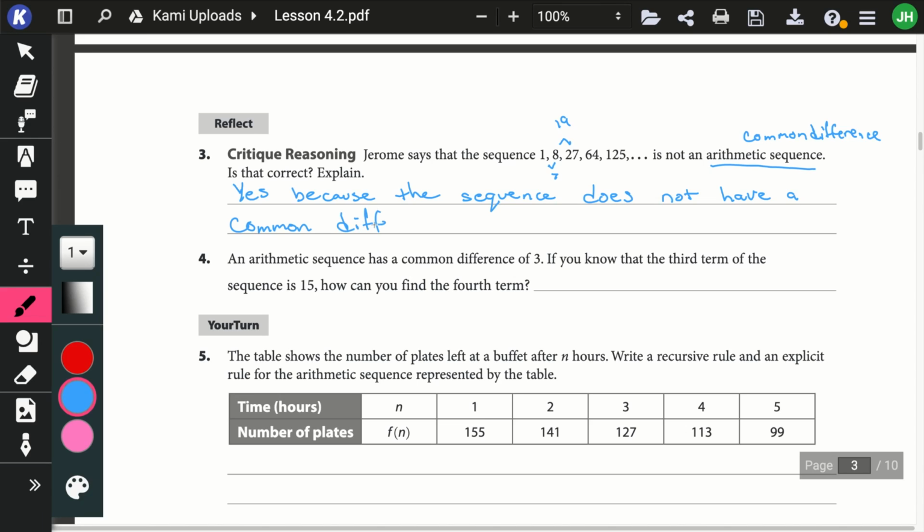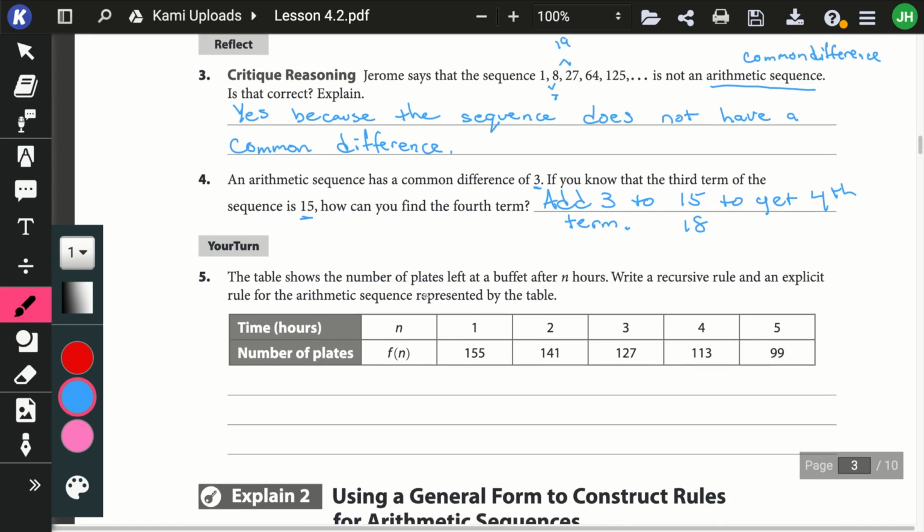All right, let's read the next one. An arithmetic sequence has a common difference of 3. If you know that the third term is 15, how can you find the fourth term? Well, if the difference is 3, that means that the fourth term is 3 more than the third term. So we are going to add 3 to 15 to get the fourth term, which would be 18.